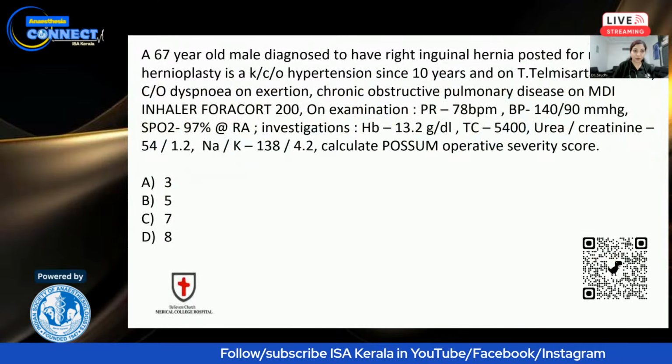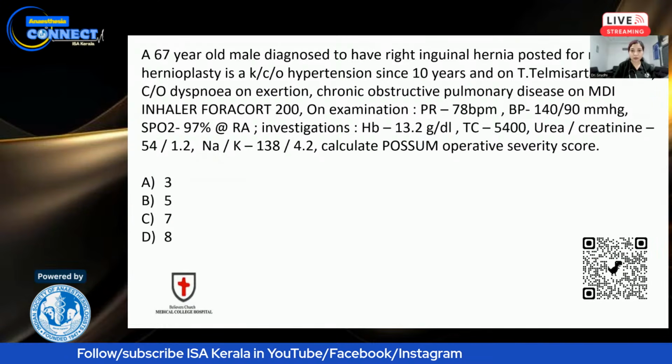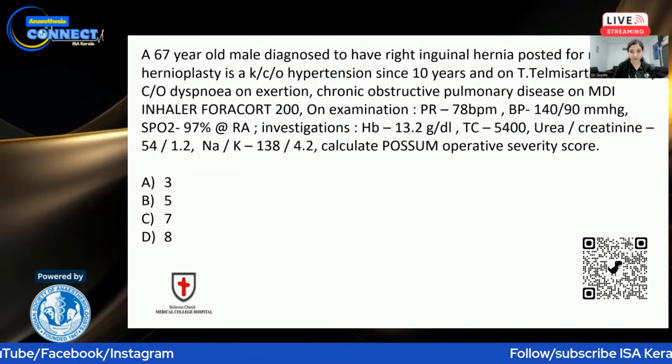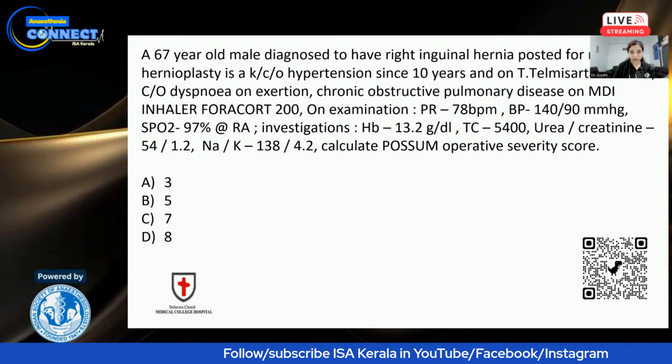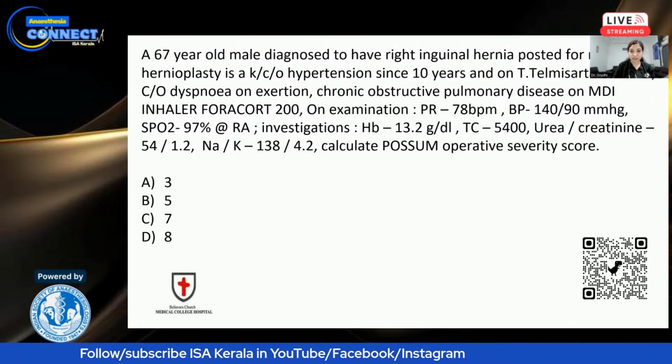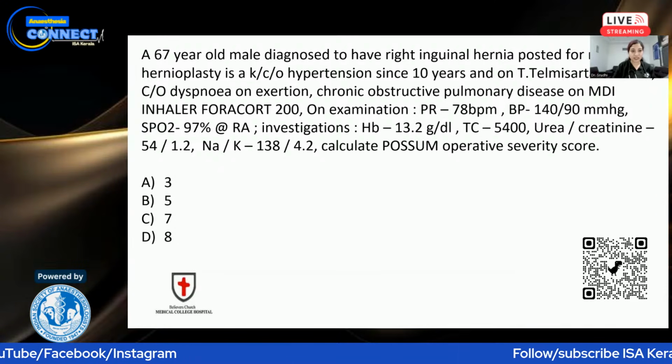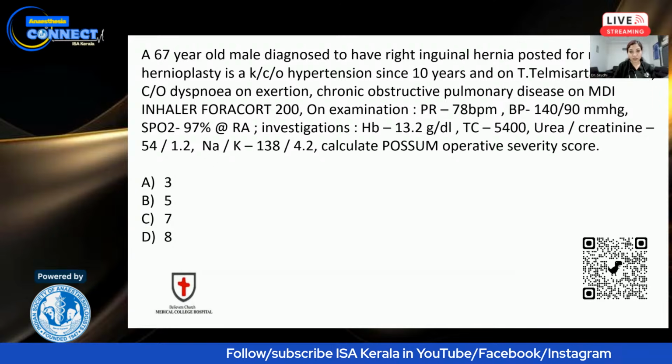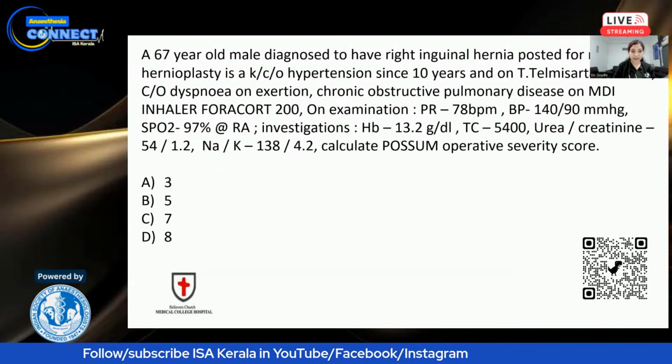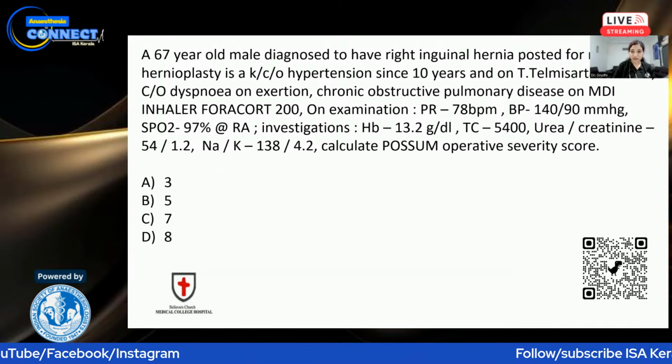Here, a case scenario of a 67-year-old male patient posted with right inguinal hernia for mesh hernioplasty, a known case of hypertension on tab telmisartan, and a known case of dyspnea on exertion, COPD on MDI inhaler. On examination, pulse rate is 78 BPM and BP is 140/90. His saturation is 97% at room air and investigations are hemoglobin 13.2, total count 5400, urea, creatinine and serum electrolytes are within normal limit. Let's calculate the POSM operative severity score for this case.